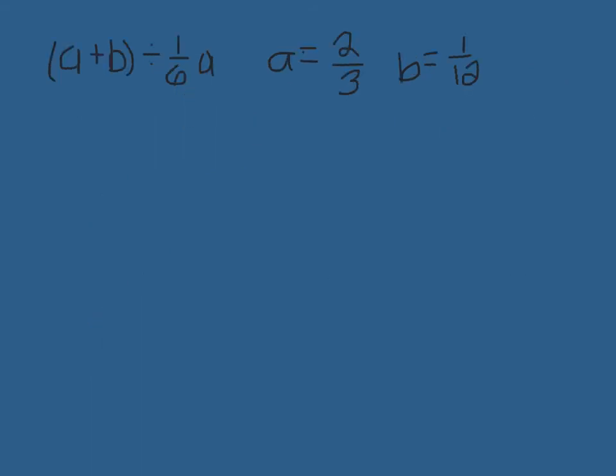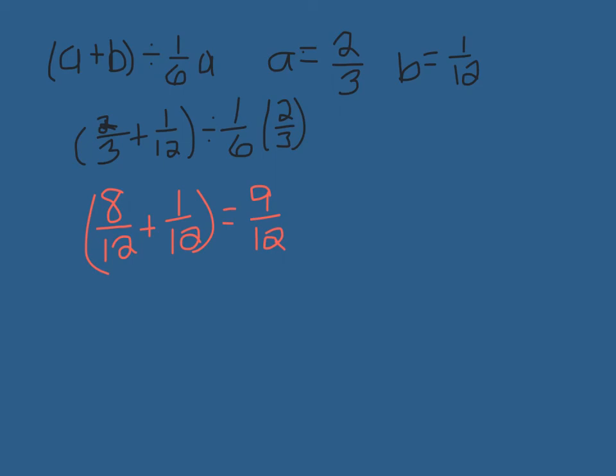I want you to try this one on your own and see how you do. Come back and check it against mine. It's a plus b divided by 1/6 a when a equals 2/3 and b equals 1/12. So I've rewritten it. 2/3 plus 1/12 divided by 1/6 times 2/3. So here I need to do my order of operations. I have my 2/3 plus 1/12 in parentheses that I need to do first. So I need to get my common denominator, and then that will look like this. So I used 12 as my common denominator, so I had 8/12 plus 1/12, which equals 9/12.